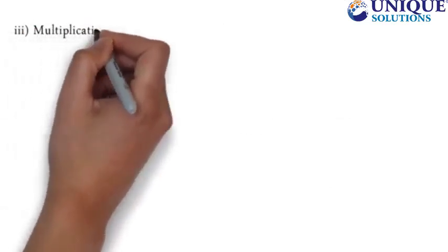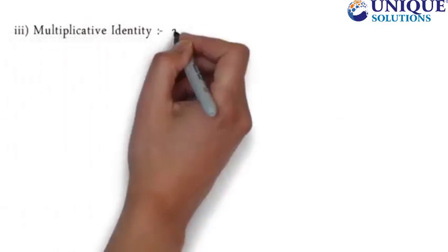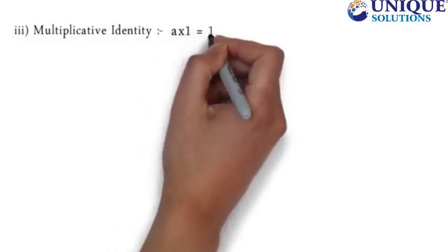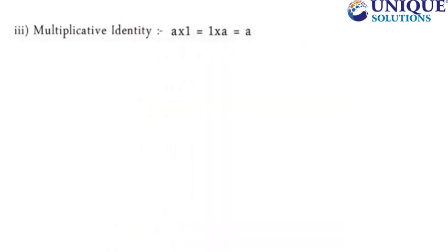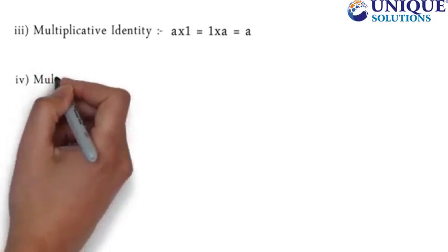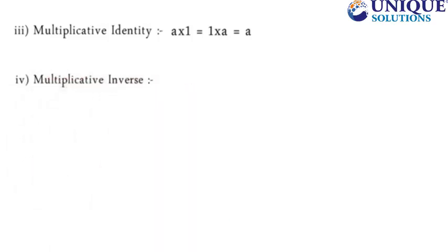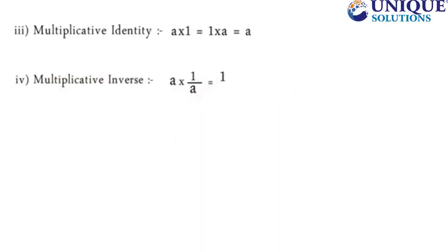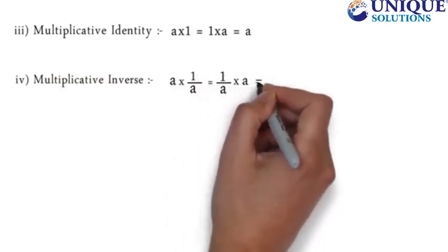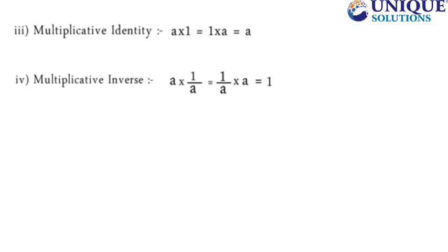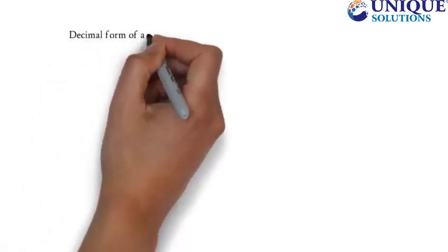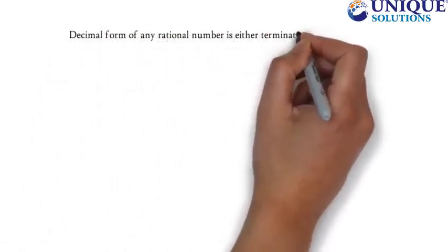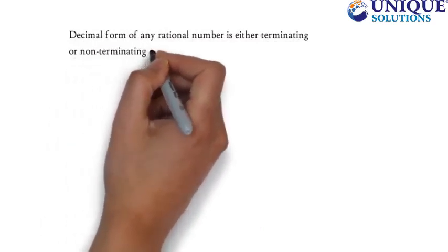Third, multiplicative identity. a into 1 is equal to 1 into a, which is equal to a. Fourth, multiplicative inverse. a into 1 by a is equal to 1 by a into a, which is equal to 1. Decimal form of any rational number is either terminating or non-terminating recurring type.